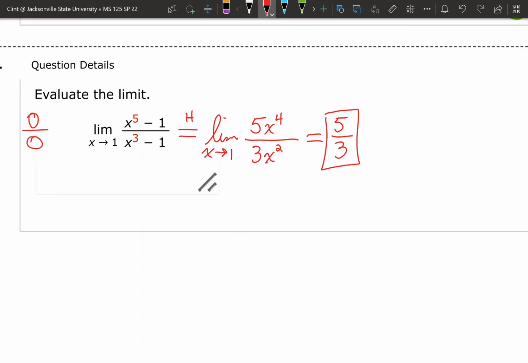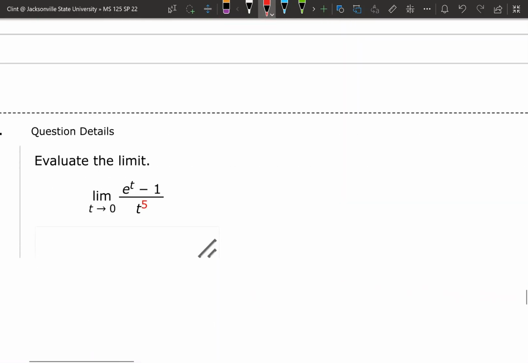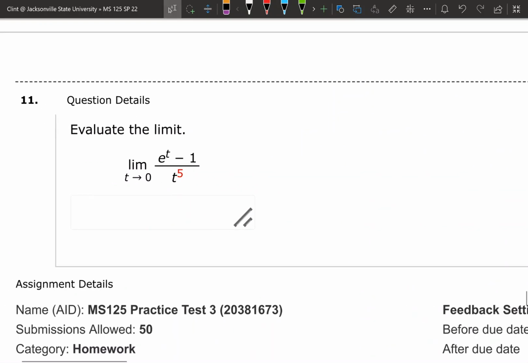Questions on that one? One more L'Hopital. Evaluate the limit. If we try to plug in, we'll get e to the 0th, which is 1, minus 1, so that's 0. 0 to the 5th, 0. So again, we're in 0 over 0 form. So we can use L'Hopital's rule.